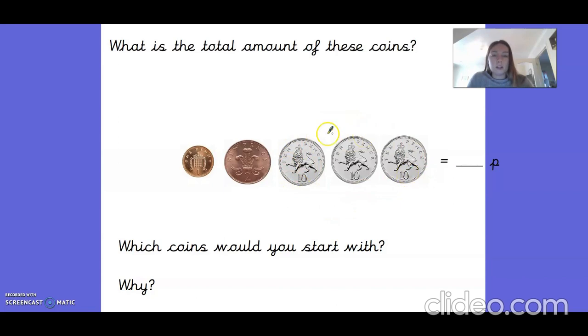Hopefully you've recognised that it's easiest to start counting with these coins here. So even though they're not at the start, that doesn't matter. It's easiest to start counting up in tens. That will give us the largest amount of money, and then we can move on to these coins over here. So let's start counting up in tens. 10, 20, 30. So that's 30p. Then I can see a 2p coin and a 1p coin. So 2 add 1 is 3 pence. So 30p add 3p is 33p.